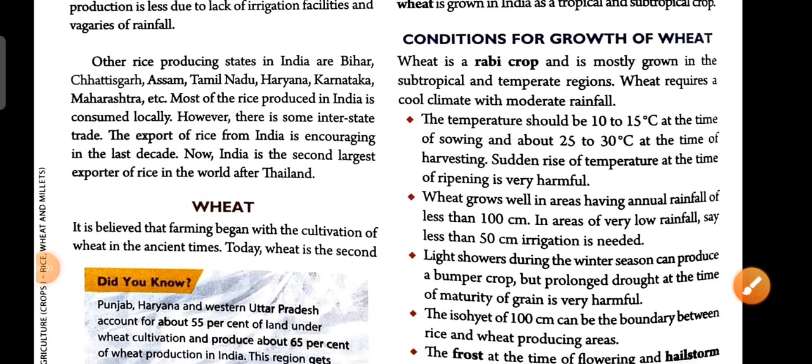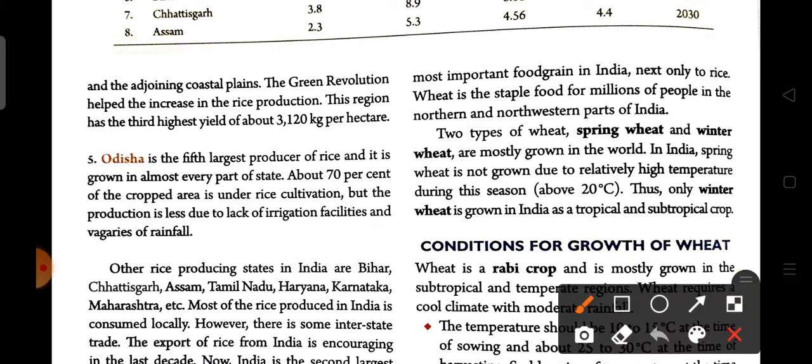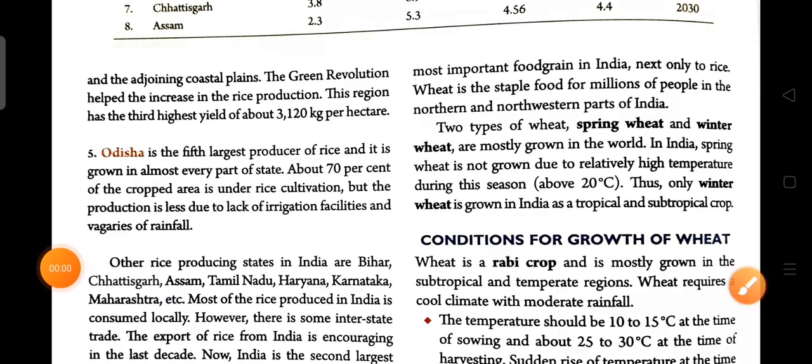Today, wheat is the second most important food grain in India, only next to rice. Previously we learned that rice is the most important staple food of India because half of the population lives on this staple food. Next to rice, wheat is the most important staple food for millions of people. In which places? The northern and northwestern part of India, which means Uttar Pradesh, Punjab, Madhya Pradesh, Haryana, Rajasthan, Bihar, and Gujarat.